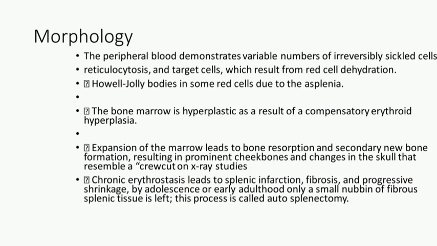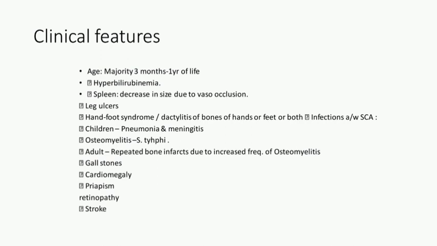Chronic erythrostasis leads to splenic infarction, fibrosis, and progressive shrinkage. By adolescence or early adulthood only a small nubbin of fibrous splenic tissue is left. This process is called autosplenectomy. Clinical features. Age: majority present between 3 months and 1 year of life. Hyperbilirubinemia. Spleen: decrease in size due to vasoocclusion.